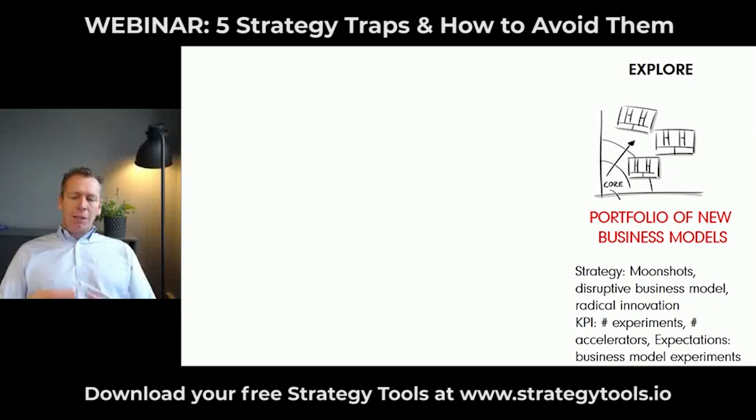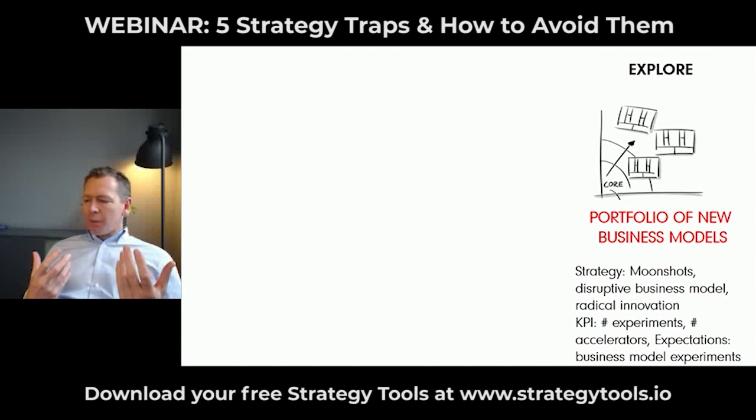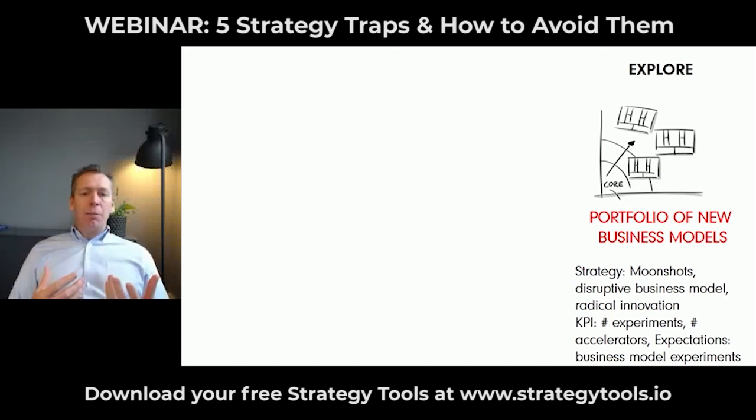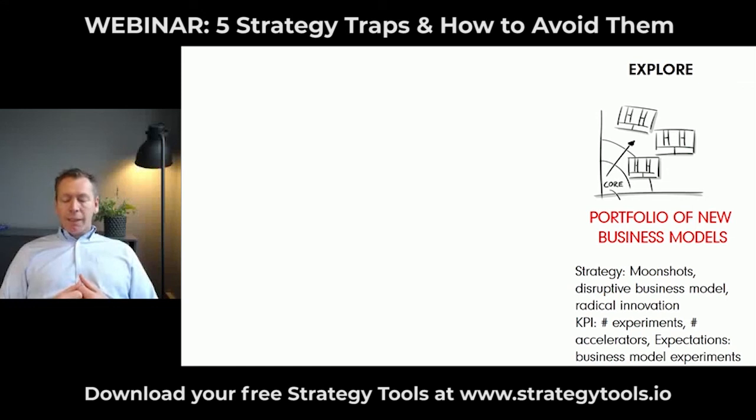Here you should be exploring moonshots. That's what Google calls their most radical ideas. You should be doing disruptive business model innovation. You should be running radical experiments. You should be teaming up with very unlikely partners. You should be exploring new accelerator partners. You should be building early stage growth businesses, equally putting up a portfolio of 20, 30, 40 different ones, and run them as tests and experiments.